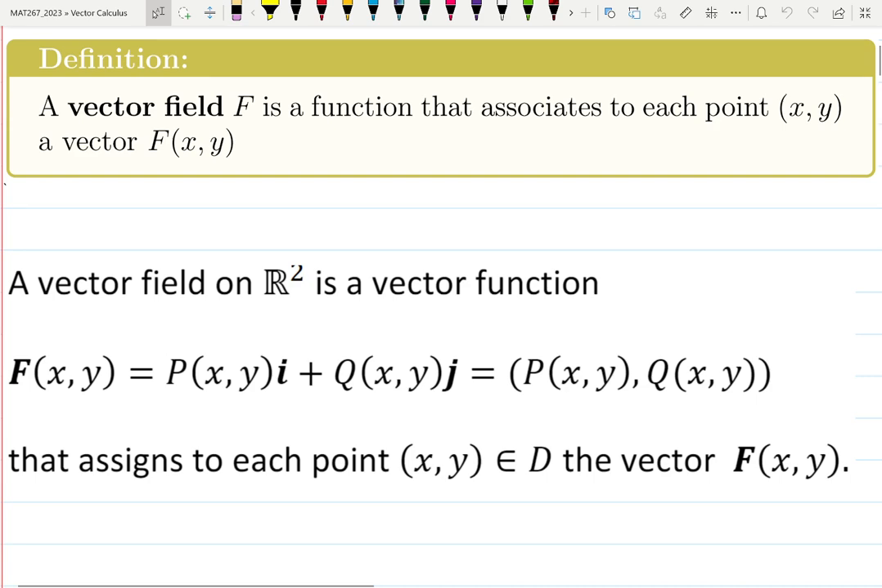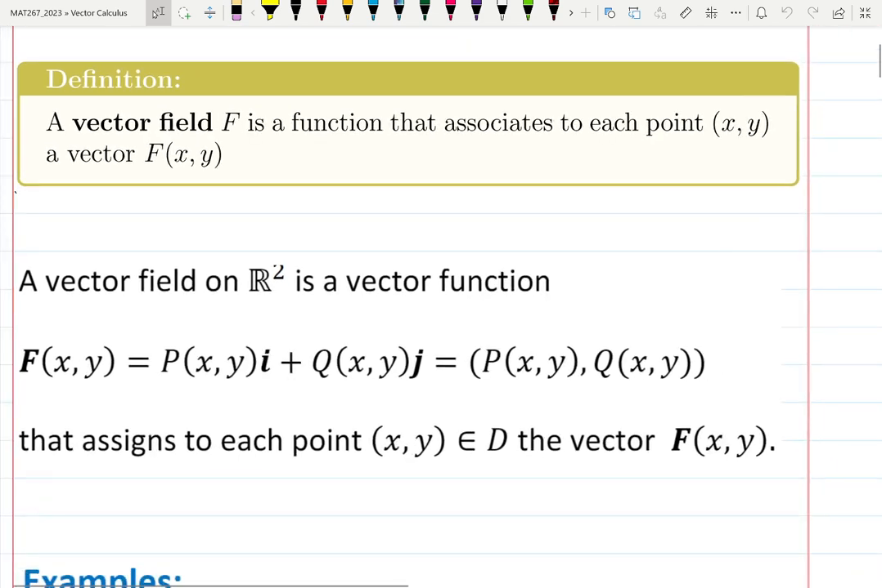A vector field F is a function that associates to each point (x, y) a vector, capital F of (x, y). For each point, we will have a vector. That's the idea. For each point, we're going to have a vector field F. A vector field on R2 is a vector function.